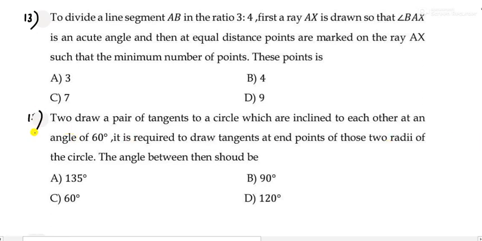Okay, read it. To divide a line segment AB in the ratio 3:4. So this is AB. We have to divide this in the ratio 3:4.